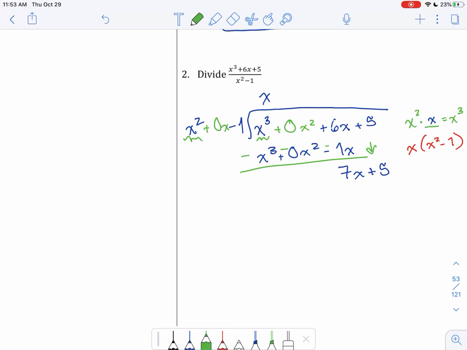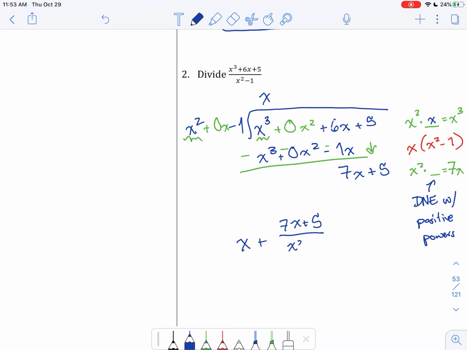And now we have run into our next question, which is x squared times what equals 7x? That's not possible, right? With our positive powers, there's nothing I can multiply with a positive power to make that smaller. So that means that this is our remainder right here. And our answer is just x from the top plus the remainder, 7x plus 5, over the old denominator, x squared minus 1. And there's our answer like that.